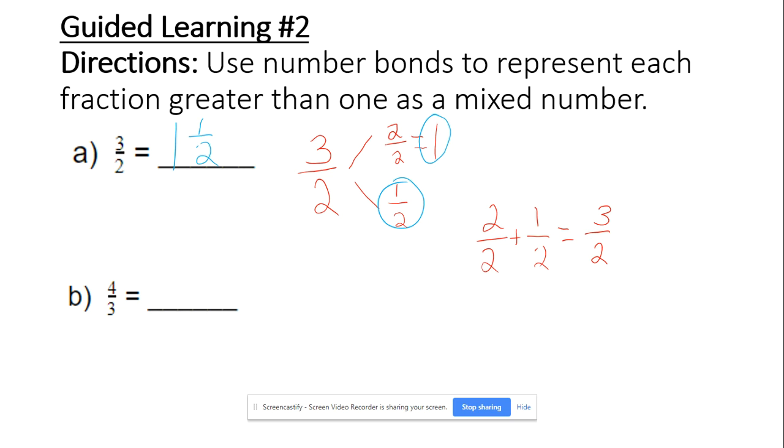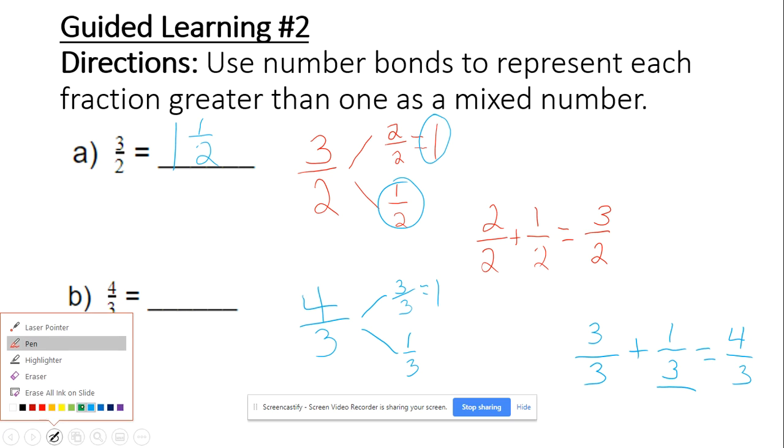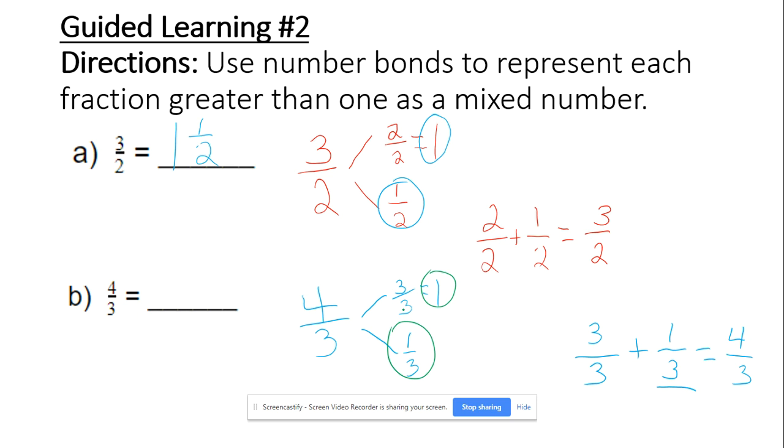Let's try for B. We have 4 thirds. So we'll start here with 4 thirds. Once again, we're going to break it up into number bonds. So 1 whole would be 3 over 3. I'll write that over here for our addition sentence to make sure it's right. Now I'm thinking, what can I add to 3 over 3, 3 thirds, to get to 4 thirds? Oh, well, I know that 1 third would get us to 4 thirds. So we have 1 third left over. 3 thirds is equivalent to 1. So the mixed number would be 1 and 1/3.